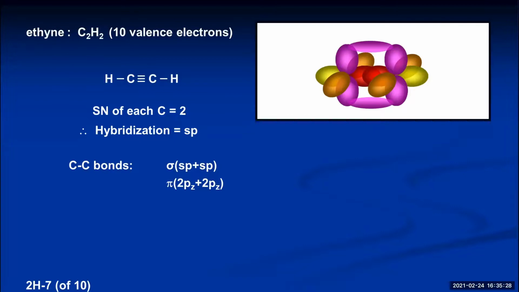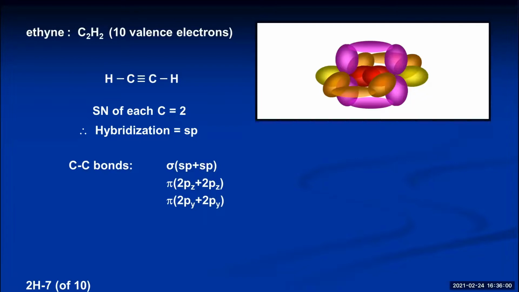So that's 2 bonds. Can you see where the third bond is coming from? The orange ones. And it's just like the purple ones, only it's rotated 90 degrees towards you. It's going to overlap a little bit in front of your picture and a little bit behind, and that's going to be a pi 2py plus 2py. That's why a triple bond is always a sigma bond and then 2 pi's. One pi bond on the z axis and another pi bond on the y axis, okay?